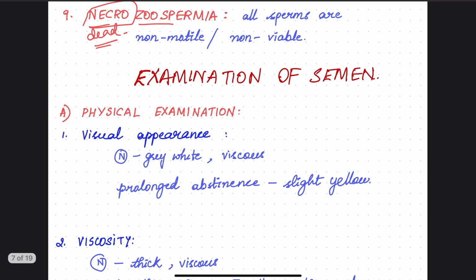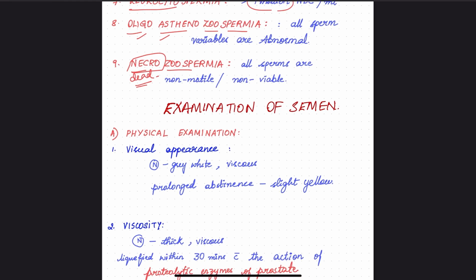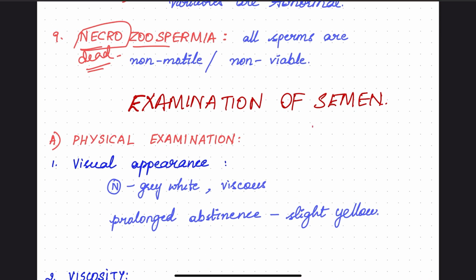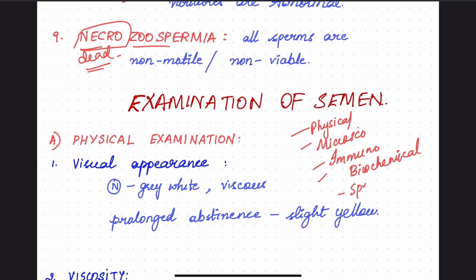Coming to the examination of semen. The examination is divided into five headings: physical, microscopic, immunological, biochemical, and sperm function tests. One, two, three, four, five: physical, microscopic, immunological, biochemical, sperm function.